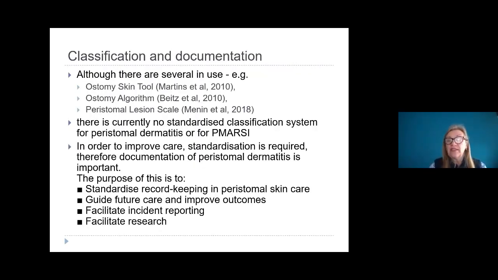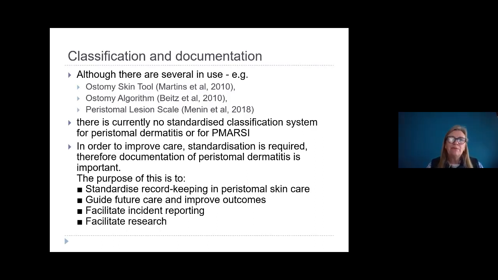There's a variety of classification tools for peristomal wound damage, and you can see there are three listed here. But the current wisdom is the ones that exist are not really fit for purpose. So they work in particular patient groups or they work for particular types of stoma, but they don't work consistently across all of them. So we don't have a good standardisation system for peristomal problems.